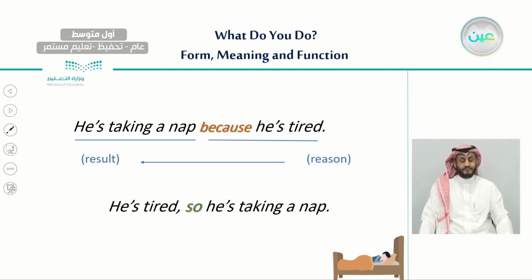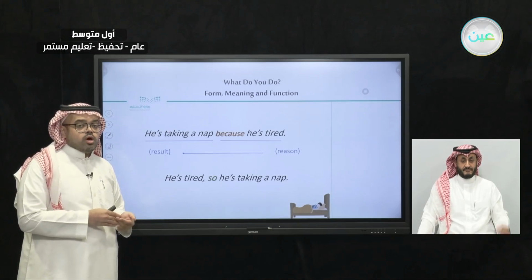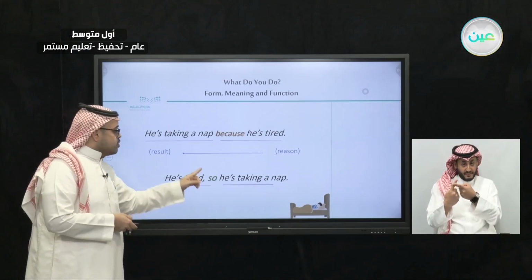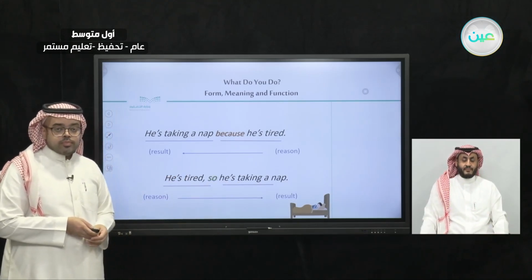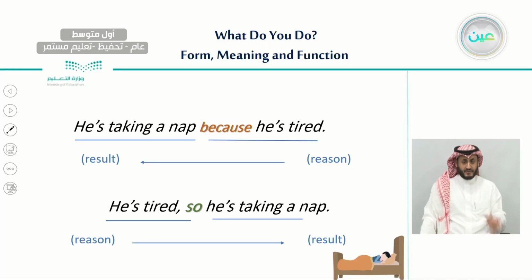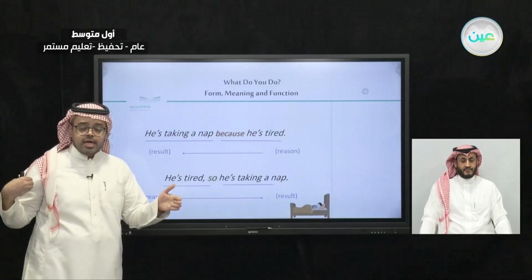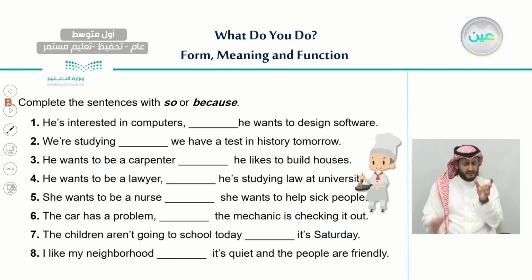Another example using so. He is tired, so he is taking a nap. We started with the reason, he is tired. He hasn't slept in a while. So what is the result of that? The result will be, so he is taking a nap. The result is that he is going to take a nap. So it's real simple. This is the difference between because and so. Because gives a reason. It tells you why this thing happened. And with so, it gives the result of the things that happen. So this is basically the difference between because and so.